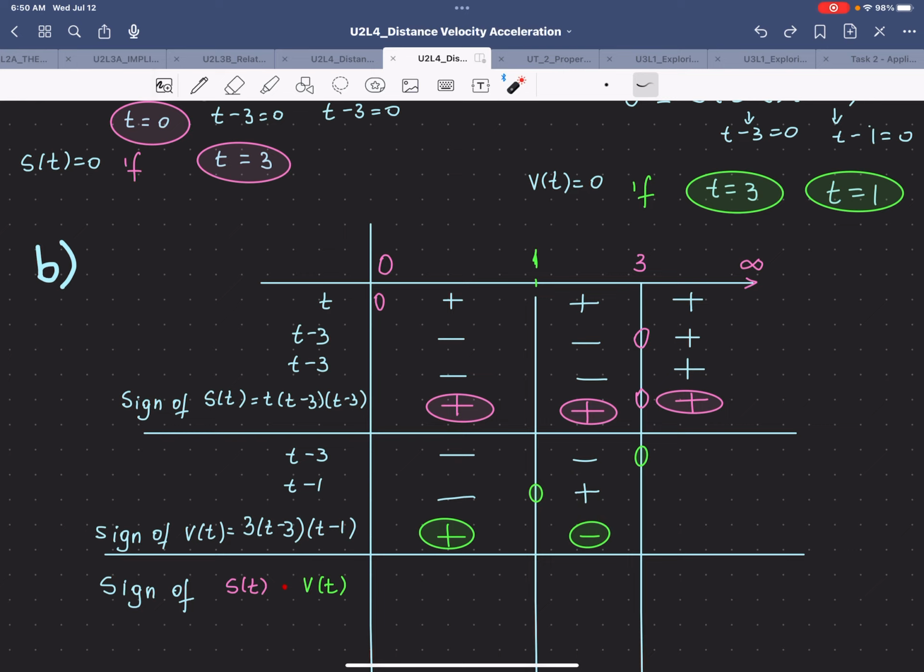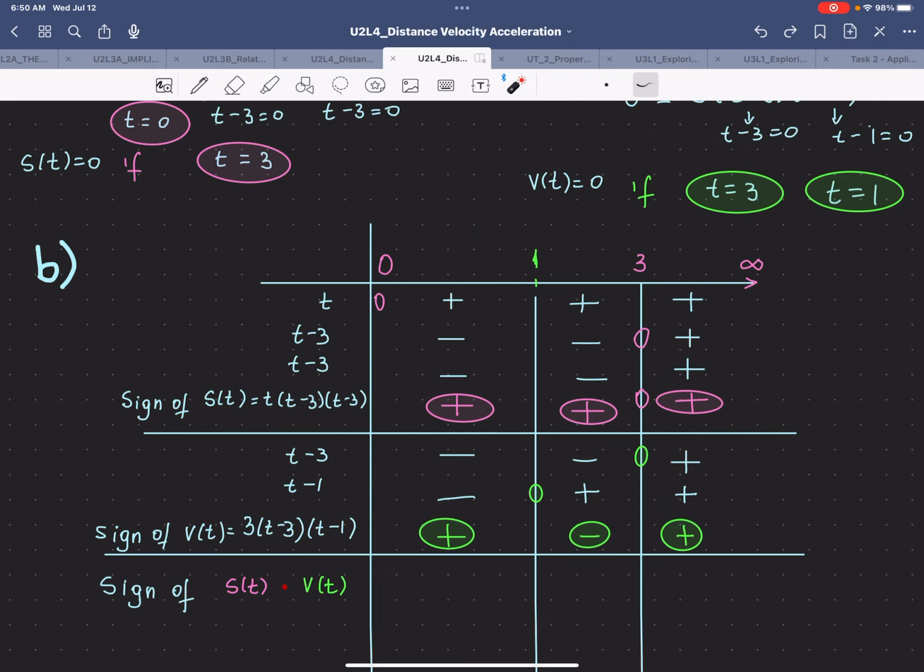And lastly, we have the interval from 3 to infinity. So from 3 to infinity, we have t minus 3 that has passed its 0, which means that t minus 3 will now be positive. Now, t minus 1 is already positive, right? And I'm going to say that's a positive. So the product of the two will be positive.